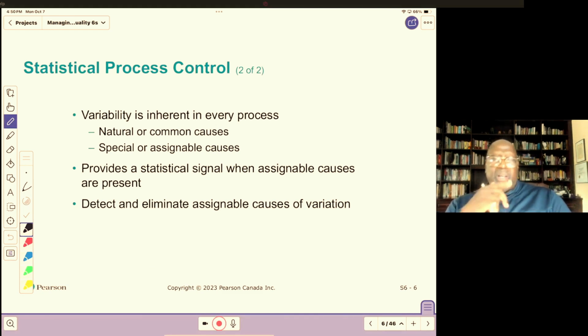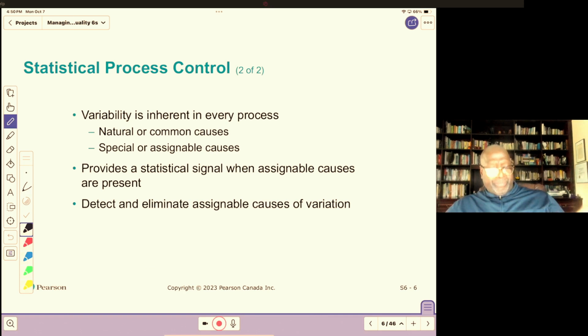So variability is inherent in every process. If we go back to the example of opening the bank account, I'm sure you'll agree that every person who comes to open a savings account is not going to experience exactly the same amount of time. It'll be approximately the same amount of time if it is a 30-minute transaction or 40-minute transaction or whatever it is, but approximately the times will be the same for different customers.